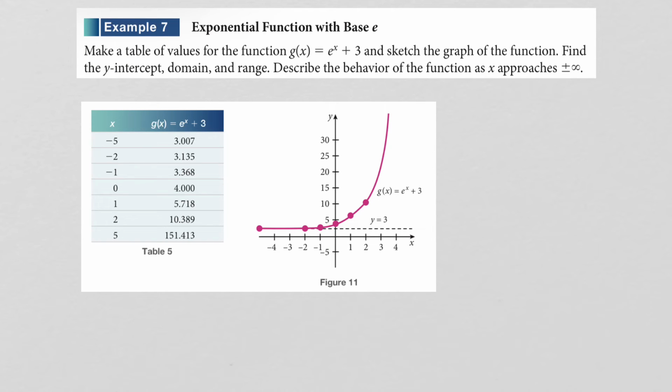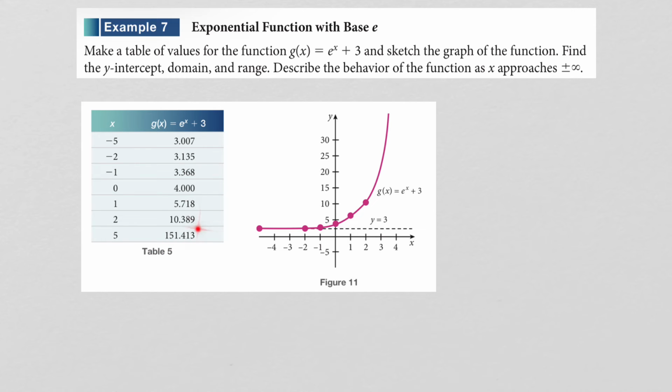Now in the next graph, they ask us to make a table of values to sketch the graph of g of x equals e to the x plus 3. So we talked about this earlier. Basically, what this does is it takes the graph of e to the x and it shifts the graph up 3 units. Now you can make a table of values like they did here.